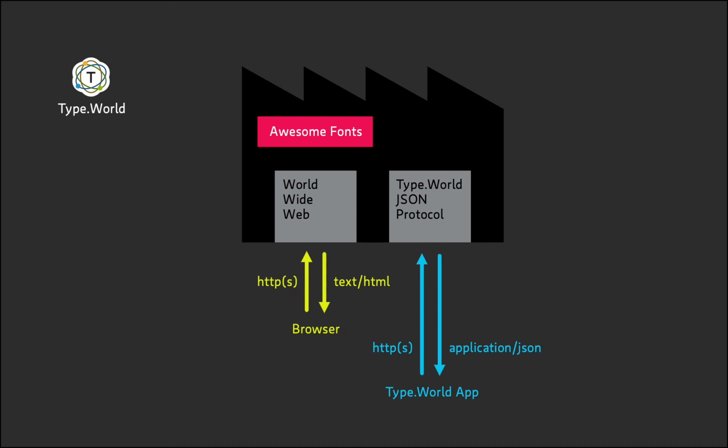Basically, what you're going to do is you're going to implement this API endpoint in the same web server that your normal website is running from. And instead of a browser accessing your user account page where you would serve the fonts to your user probably in zip files, the Typeworld app accesses the same web server where the same information is available but output under the Typeworld JSON protocol.